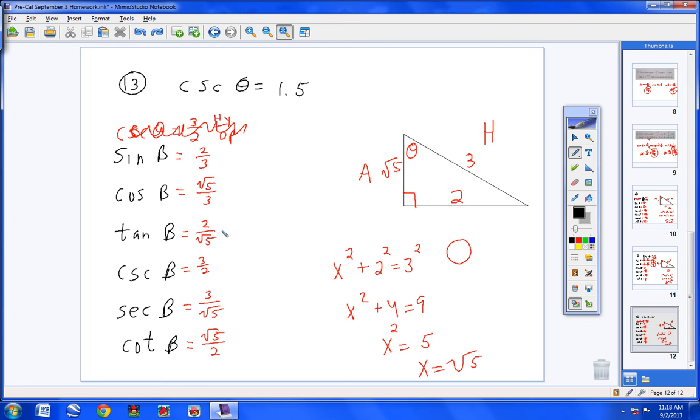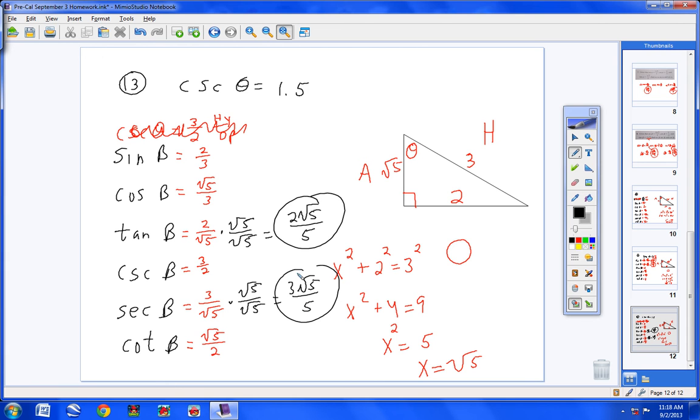We're going to multiply the top and the bottom by square root of 5 over square root of 5. 2 times the square root of 5 is 2 square root of 5. Square root of 5 times square root of 5 is 5. Multiply the top and the bottom by square root of 5 over square root of 5. 3 times the square root of 5 is 3 square root of 5. Square root of 5 times square root of 5 is 5. There we go. Wow. Pretty long homework assignment, but we got it done. And that is basically it. I hope this was a help to you.